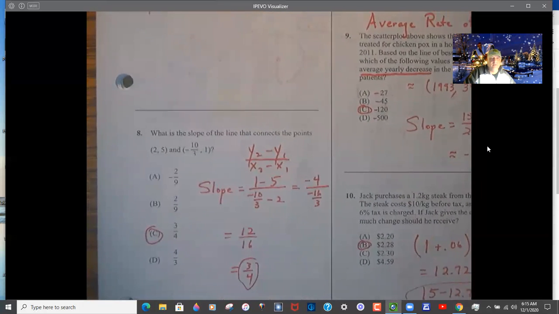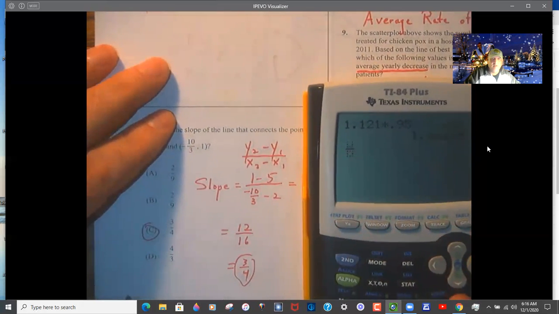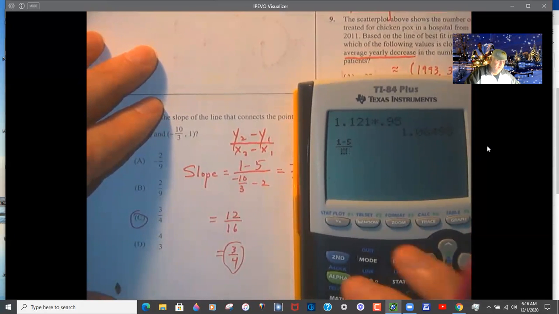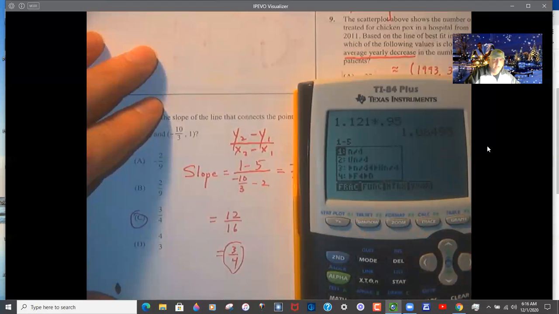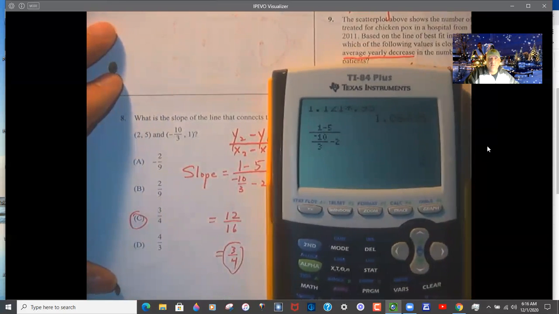Slope calculation. All right, so 1 minus 5 over negative 10/3 minus 2. Just a little teaching for you. A lot of you still are just, your calculator skills are poor. And I don't want you to rely on a calculator ever, but sometimes you have to. And it's just good to know how to do things on a calculator. So there it is. And you get 3/4.